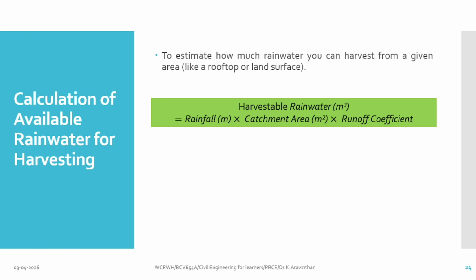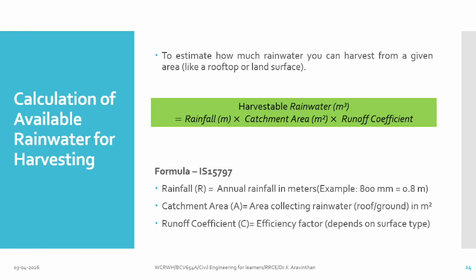The calculation of available rainwater harvesting in meter cube: multiply rainfall in terms of meter, catchment area in terms of meter square, multiplied by the runoff coefficient. Note here that all the units are in terms of meter. The rainfall we generally receive through the Indian Meteorological Department. You can visit that website, district wise and state wise, for the monsoon and cumulative rainfall throughout the year for a period of 10 to 15 years. The data is available. You can calculate the rainwater harvesting system for a particular house.